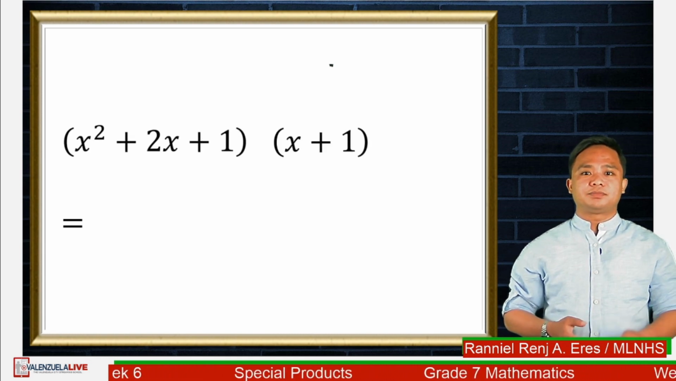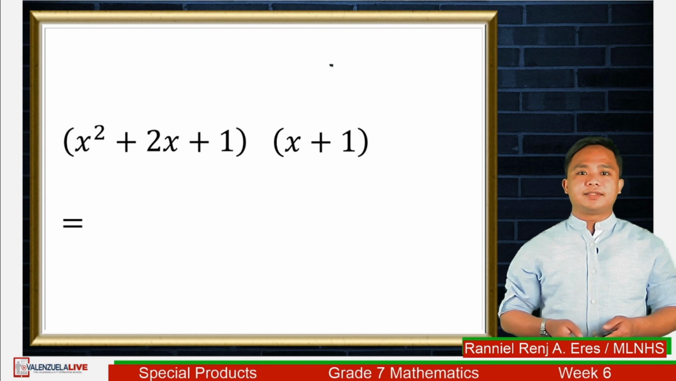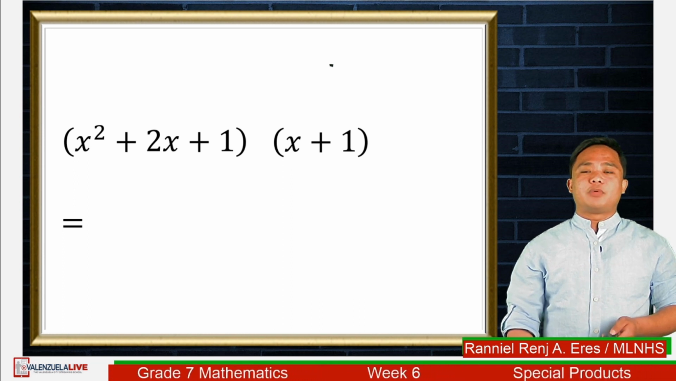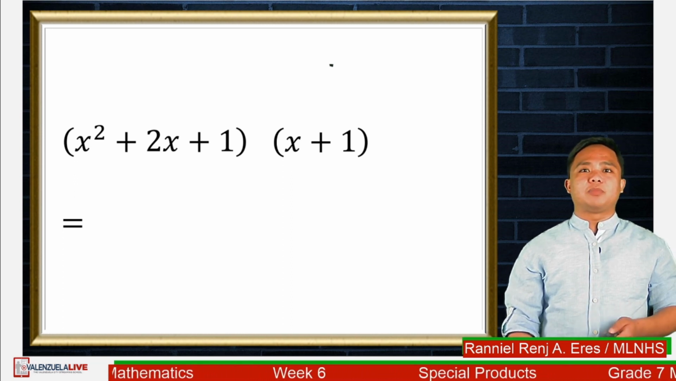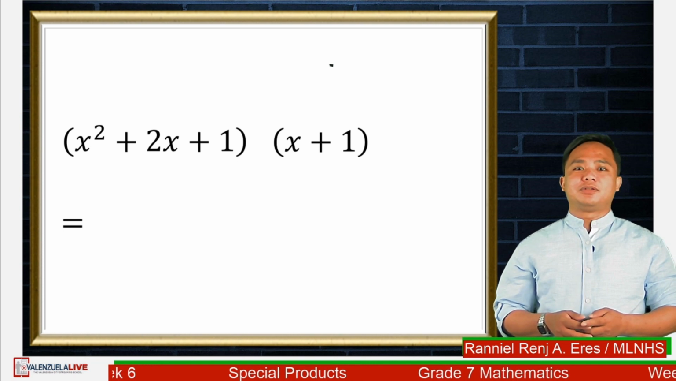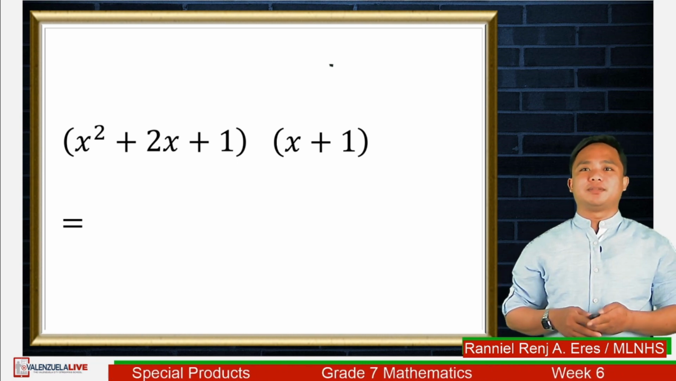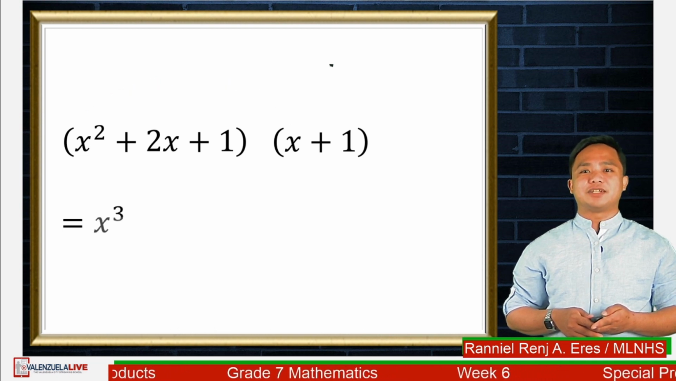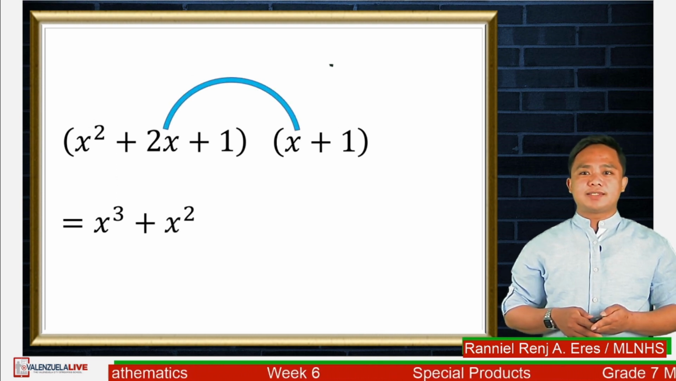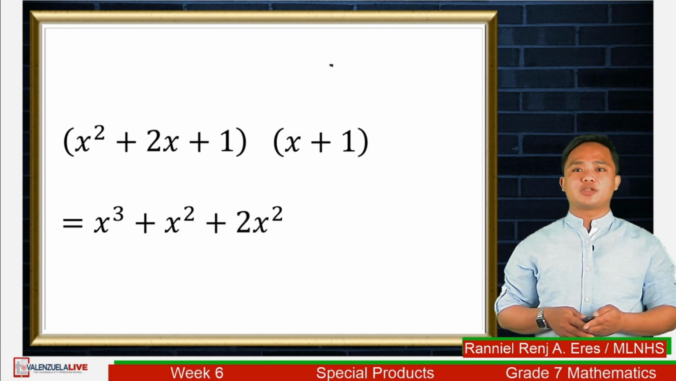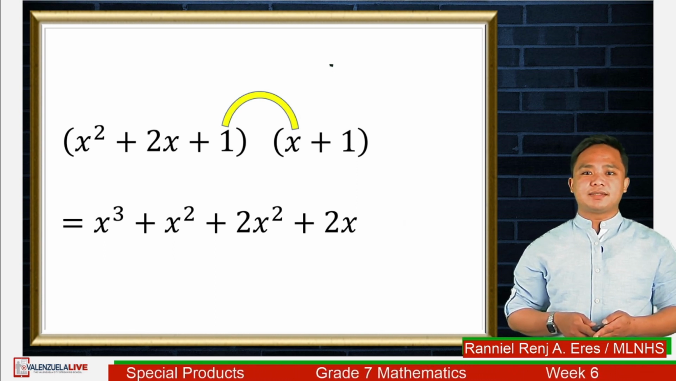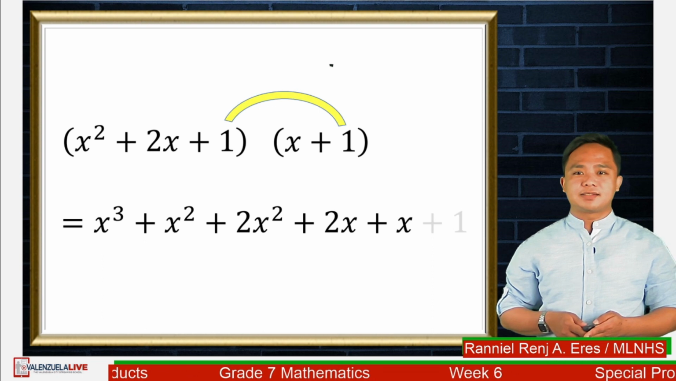Okay, so next we have a trinomial as a result of our two factors, and we multiply it again by one factor, x plus 1. So let's multiply each term one by one. X squared times x, the answer is x cubed. X squared times 1, the answer is x squared. 2x times x, the answer is 2x squared. 2x times 1, the answer is 2x. 1 times x, that's x. And 1 times 1, that is 1.